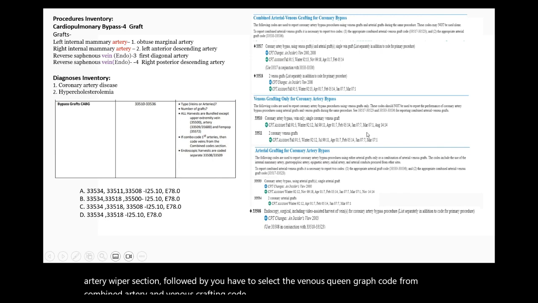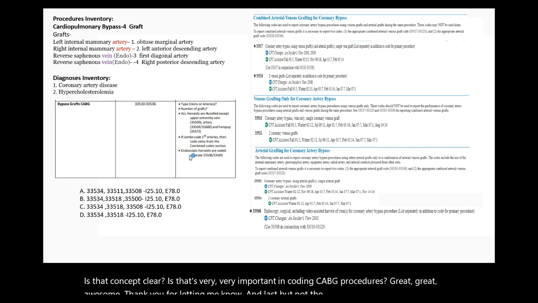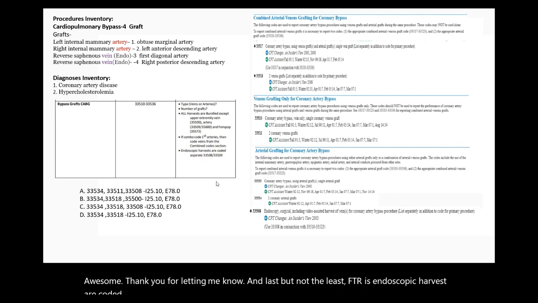Okay, is that clear, coders? Is that concept clear? Because that's very important in coding CABG procedures. Great, awesome. Thank you for letting me know. And last but not the least, the FTR says endoscopic harvests are coded separately. Okay, so now let's go ahead and start solving this scenario.